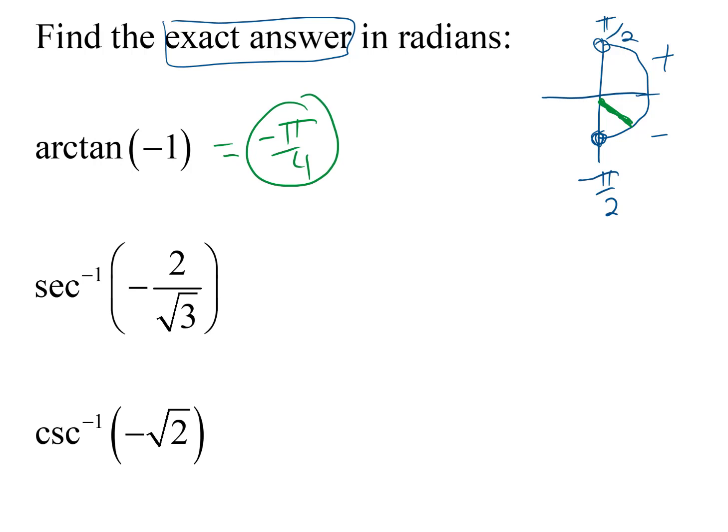And remember, you can't list a coterminal one and get it correct. It's got to be on our restricted range from negative pi halves to pi halves.